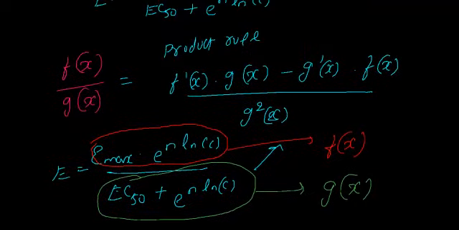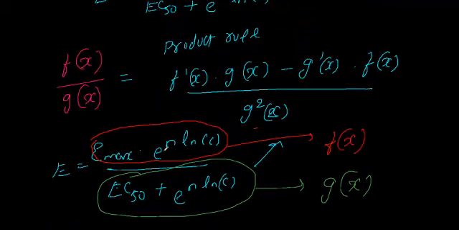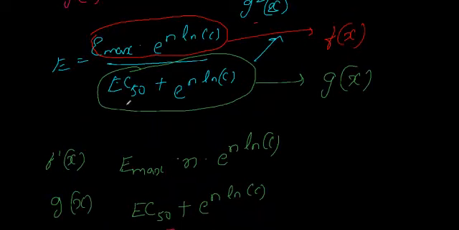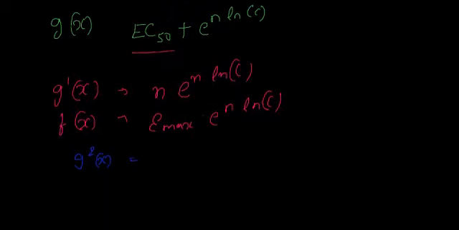Take a look at this equation. So the f of x is E max times e to the power of n ln of c, right? Okay, now what is g square? Now, let's take another color. So what is g square x? G square x is nothing but you have to square the bottom one, the EC50 plus e to the power of n ln of c, right?